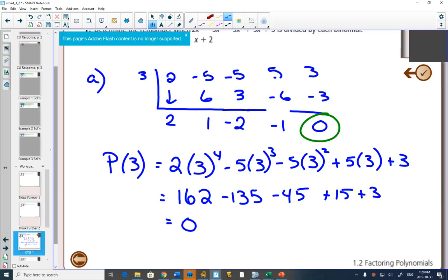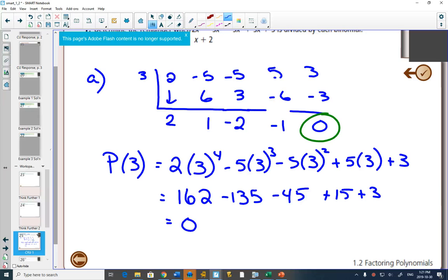So looking at this example, I actually think the synthetic division was easier, right? If we look at the synthetic division, what was the biggest number we had to multiply? 3 times 2. Difficulty level, pretty low. With the remainder theorem, what's the biggest numbers we had to multiply? 3 to the 4 is 81. 81 times 2, that's pretty big. Or 5 times 27, that's a little bit bigger. So in this case, the remainder theorem is more difficult mental math than synthetic division.